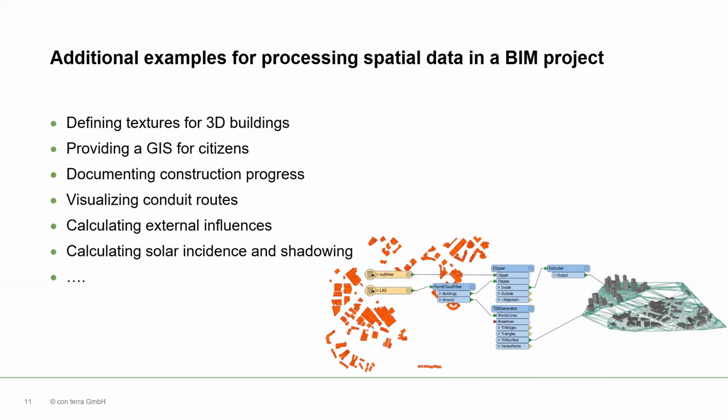Here are some additional examples of where spatial data is used in a BIM project and where FME can help with data processing. One example is defining textures for 3D buildings. This can of course be done manually, but if we use FME to create a workspace which we will then automate, we can reduce manual work significantly and speed up the process. Another example is providing a GIS for citizens that contains information on planned projects in order to engage citizens in the decision-making process. Here, FME can help prepare data that is provided to citizens in a way that is easily accessible to them.